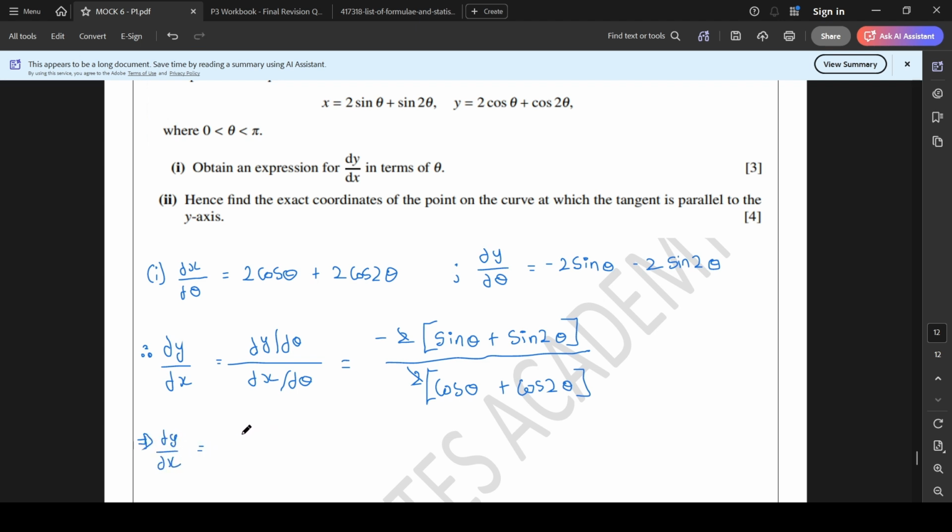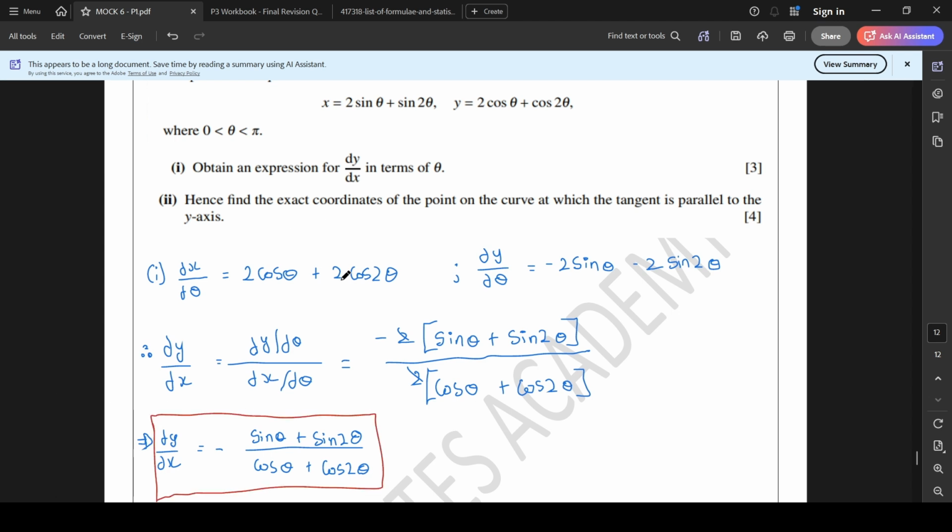So it will become minus sine theta minus sine 2 theta, whole divided by cos theta plus cos 2 theta, or you can just have a minus sign outside, even that is fine. It's up to you how you want to express your final answer. So it will be minus, sine theta plus sine 2 theta over cos theta plus cos of 2 theta. And this is your final answer for the first part.